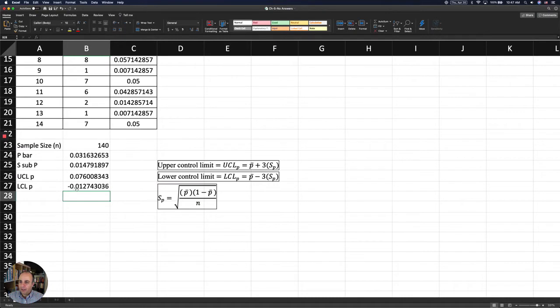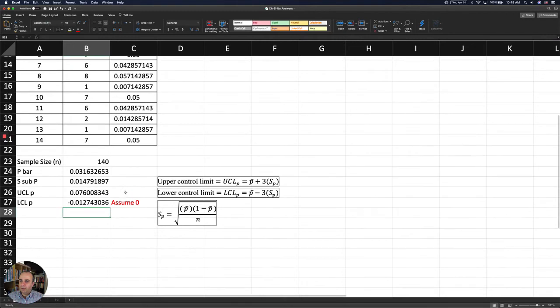One quick caveat here: if your LCL is negative, you should assume that it is 0. Okay, so we assume 0 here. This is important, we need to be careful about LCL.